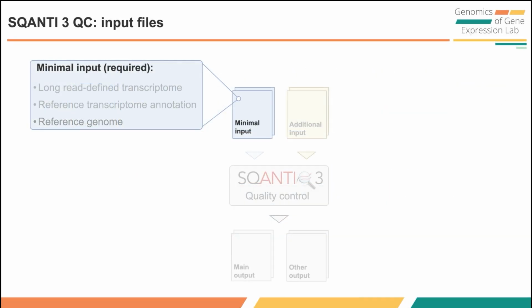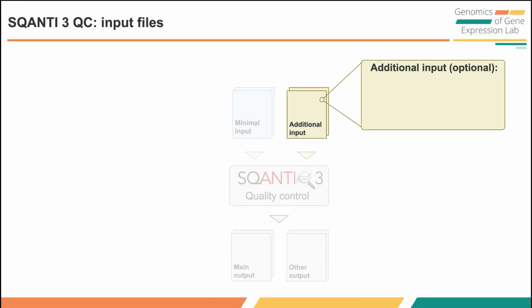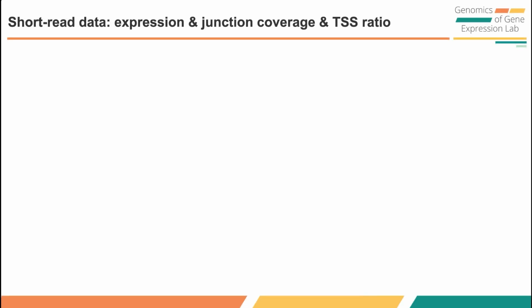You can also provide optional input data to help SQANTI3 quality control generate comprehensive results, which can finally help to filter false positive isoforms and contribute to downstream analysis. The first file is the short reads data file. SQANTI3 quality control uses short read data to validate several aspects of long read defined transcripts, for example, to compute gene or isoform expression, junction coverage, and TSS ratio.